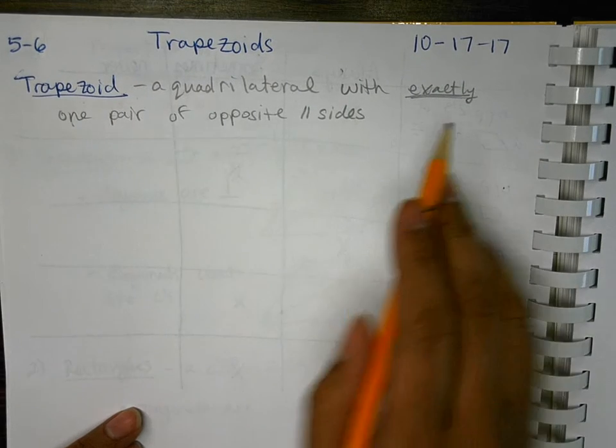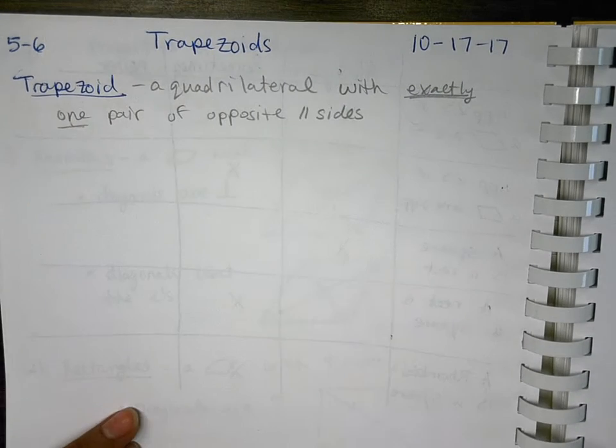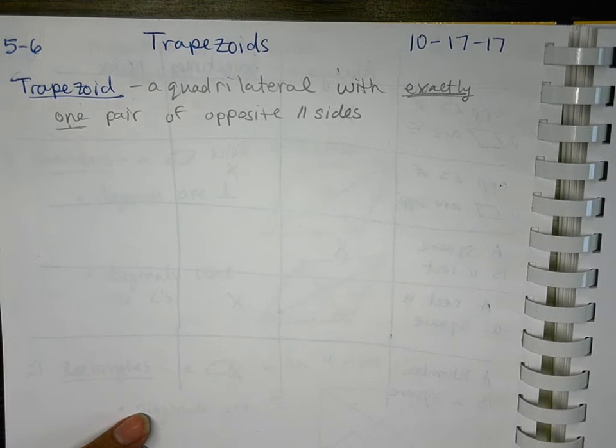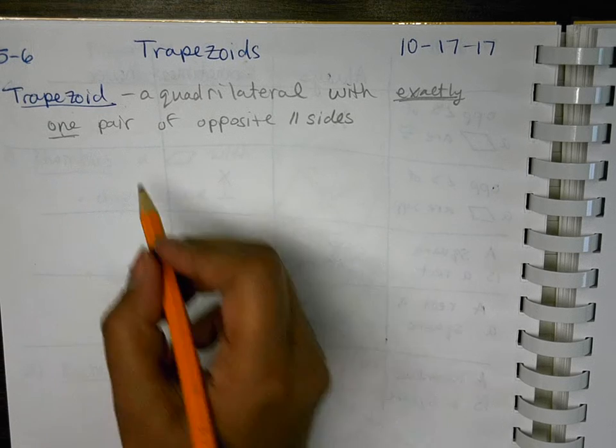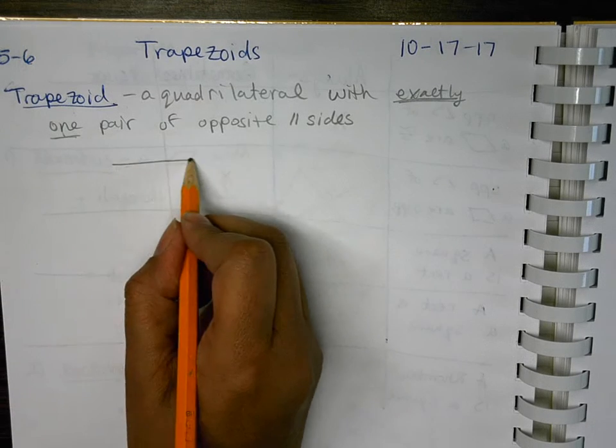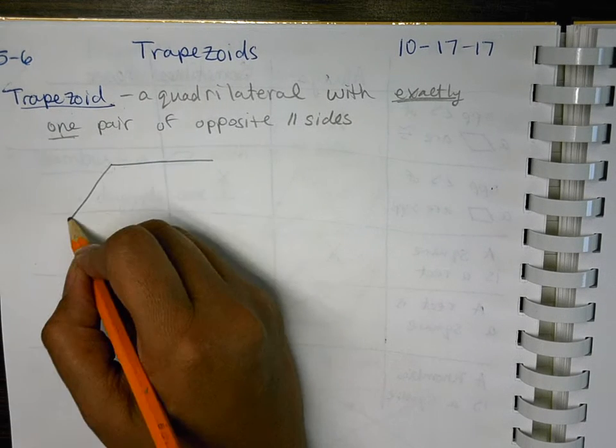Okay, why does it say exactly one pair? Because if it had 2 pair of opposite parallel sides, what would it be called? A parallelogram. All right, so let's get our shape down. Opposite what? Parallel sides.